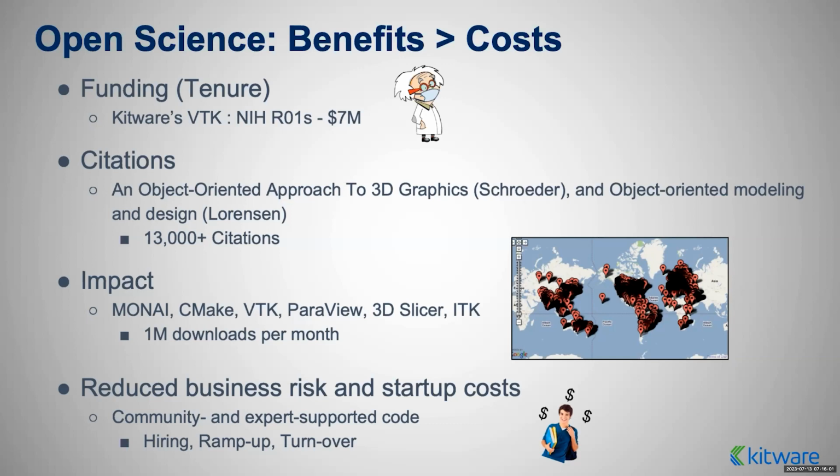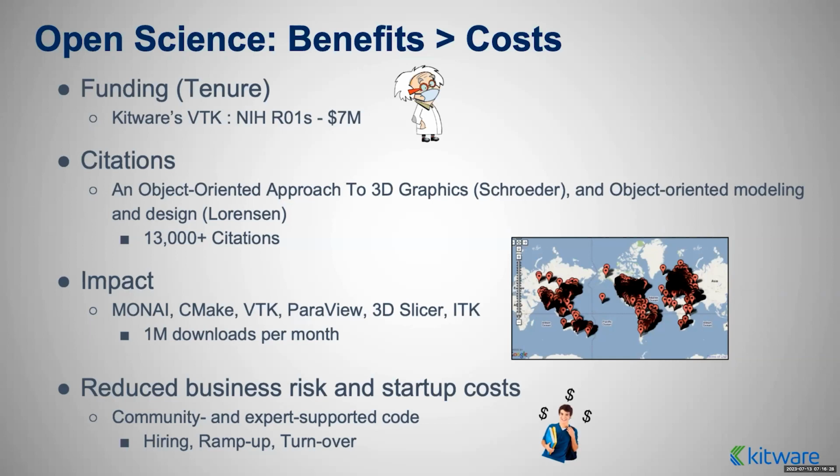And then also there's just impact in general, looking at how many times the software is being downloaded as one metric. We're now at 1 million downloads just for MONAI alone. And if you combine MONAI, CMake, VTK, ParaView, 3D Slicer, and these others all together, we see 1 million downloads occurring per month within them. And so this is just massive impact. And that's a lot of motivation for people getting into academia and industry.